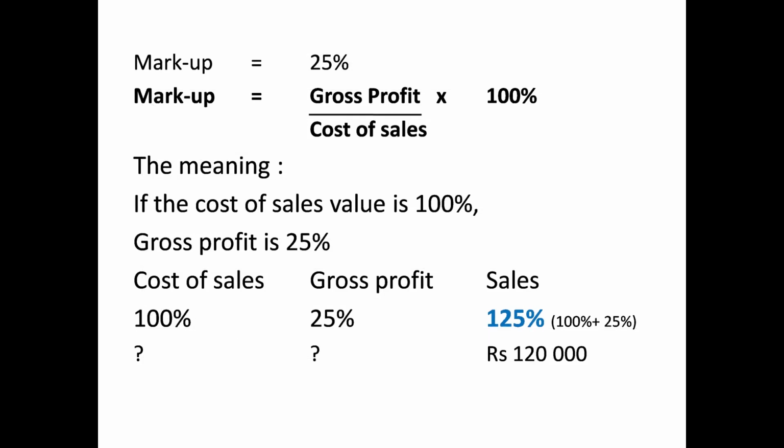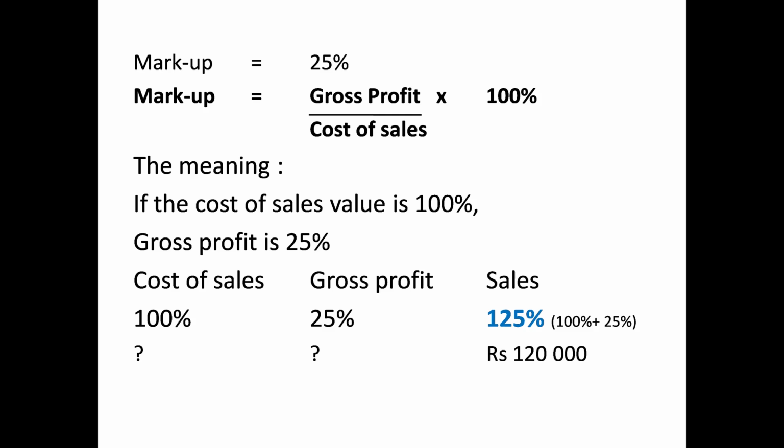What do you mean by this markup 25%? Markup formula is gross profit over cost of sales into 100%. Now 25%, if you present 25% as a fraction, you will be writing that as 25 over 100 into 100%. Okay, the meaning of 25% markup is if the cost of sales value is 100, gross profit will be 25. That's the meaning.